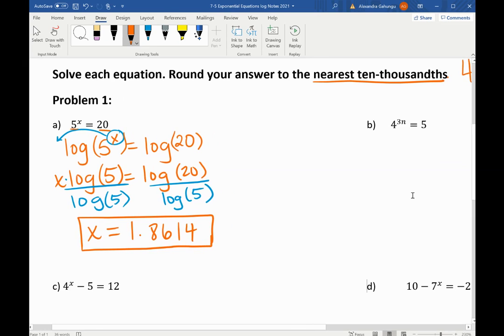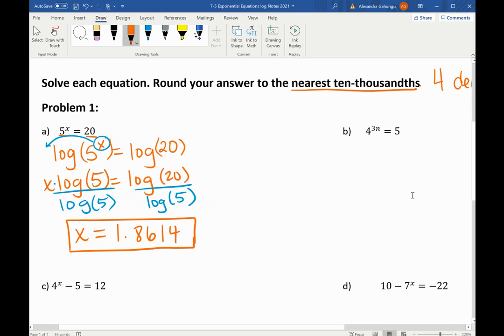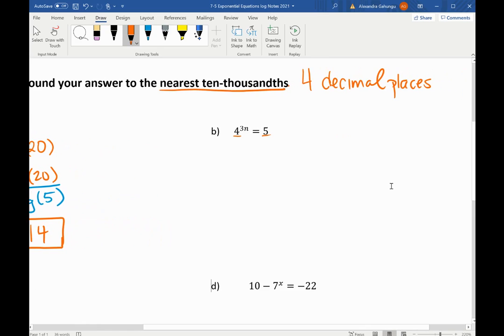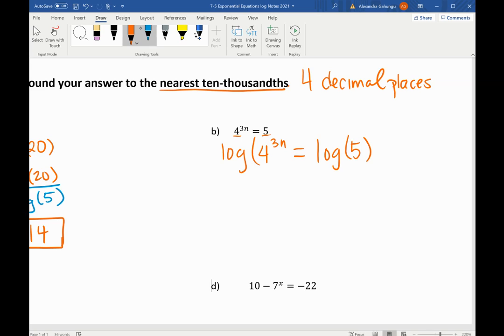Next one, same idea. We just want to get n by itself, and 4 and 5 here can't be written with the same base, so what we're going to do is scoot this over. We're going to take the log of both sides. So now it becomes log of 4 to the 3n power is equal to log of 5. Take the log of both sides. That's going to be the part that kind of gets people. Then we have to remember that the exponent can be moved to the front. So it's actually 3n log of 4 is equal to log 5.